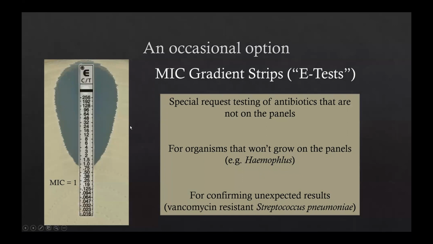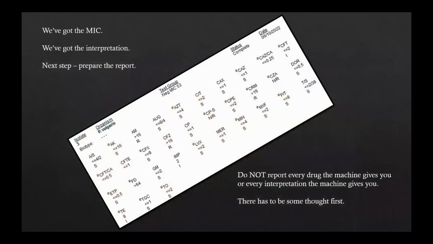So most labs have these, and we'll use them, but we'll use them for specific purposes. So that's the report. Let me get to the next thing, which is actually creating the report. Here's the printout that we would get for our MicroScan instrument. Lots of different drugs with MICs and interpretations. So we've got the MIC, we've got the interpretation, but we want to actually take this to make the report.